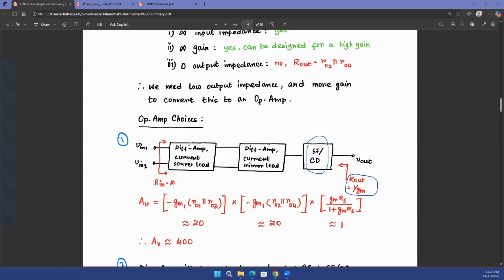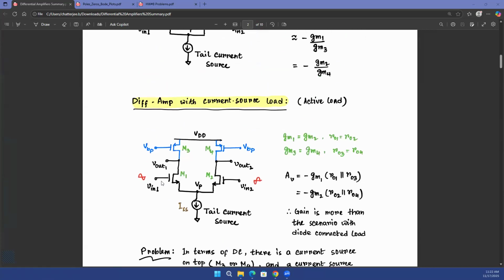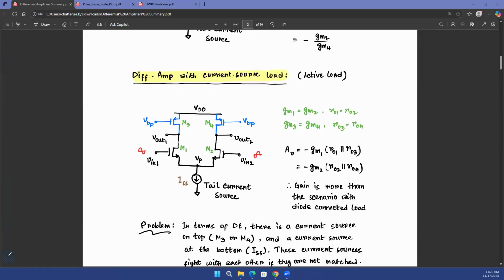So this is one choice for my op-amp: a differential amplifier with a current source load first. My gain would be GM1 multiplied with R1 in parallel with R3. Remember that when I had current source loads, I had two inputs and two outputs. My gain is basically the input transistor's GM multiplied with either my RO1 parallel with RO3 or my RO2 parallel with RO4. Both of them are the same because my left side branch and right side branch are symmetrical.